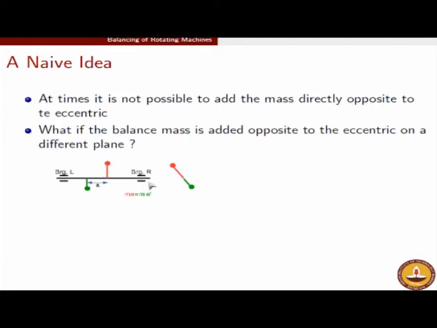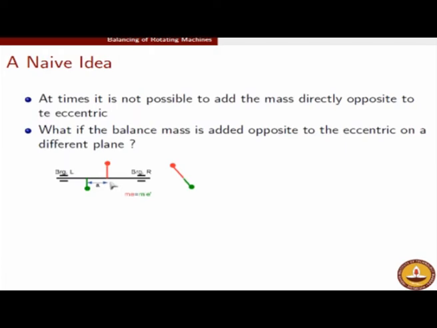So here you had the shaft, and the shaft was mounting a rotor which was eccentric, and the eccentric part of the rotor is what is shown in red here. As I said, it was not possible this time to put a counterbalance, the green one, exactly on the rotor because the rotor was not accessible to you.